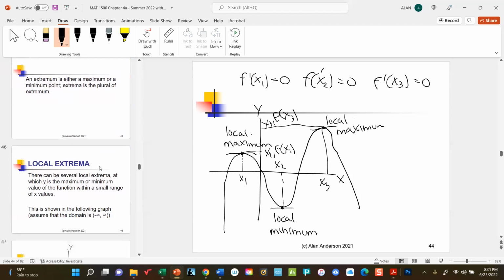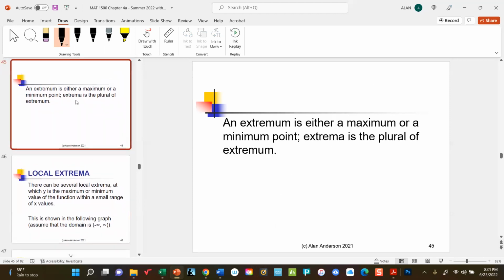Okay, now a maximum or minimum, these are both collectively an extremum. All right, let's put it this way. The word extremum is either a maximum or a minimum. So in other words, a maximum or a minimum are both specific types of extrema.